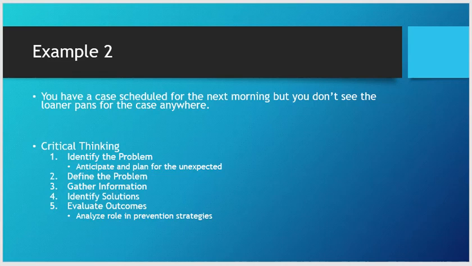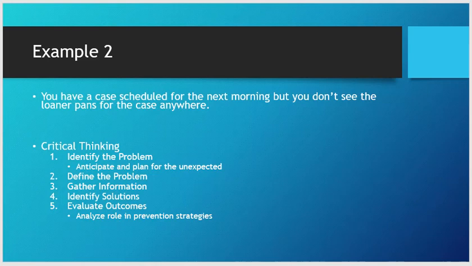Let's gather information. What is the rep's phone number? Can he or she be reached? Is there record of the instruments being sterilized? If so, there should also be record of where they were sent. Identify the solutions based on the information gathered. Maybe the rep was reached and they were stuck in traffic. They will be here in an hour to deliver the loaner pans and have them sterilized for the next day.